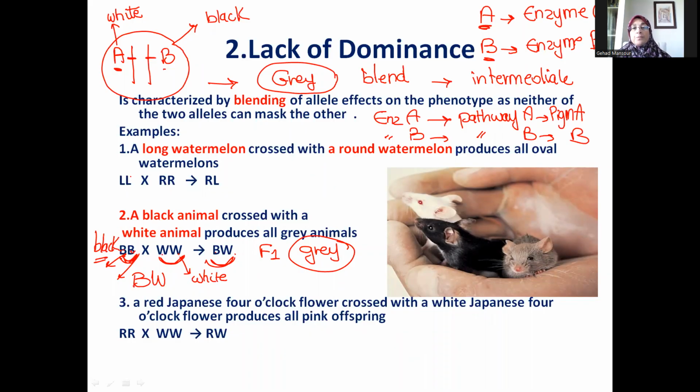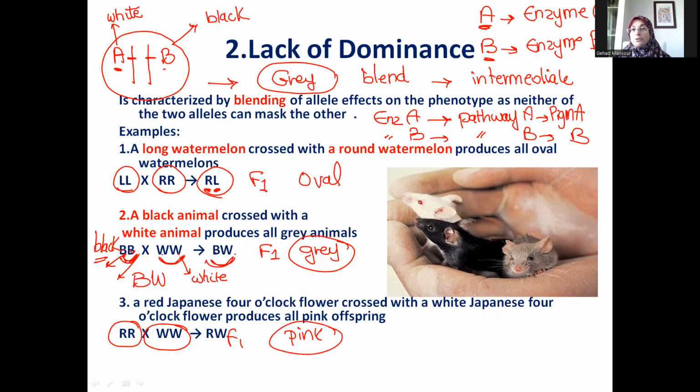Okay? Here, similarly, if we have a long watermelon with a round watermelon, then we would have all the first offspring, BR capital, L capital, which are oval. The third example is the Japanese four o'clock flowers. So if we have a red flower and a white flower, then the first generation will all be pink flowers, which is intermediate between the red color and the white color.